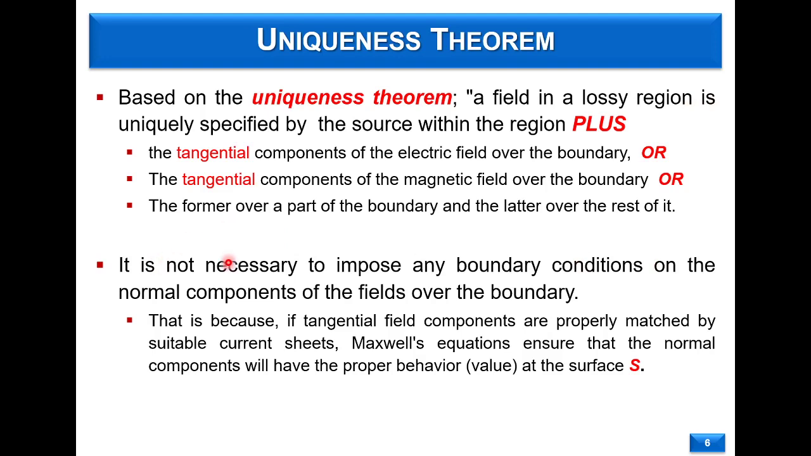And here we can notice that we didn't impose any boundary condition on the normal components of the field. Because if the tangential components fulfill the required boundary conditions, Maxwell's equations will guarantee that the normal component also has the proper behavior or proper value over the surface. So, in other words, putting conditions on the tangential component in this case is enough.